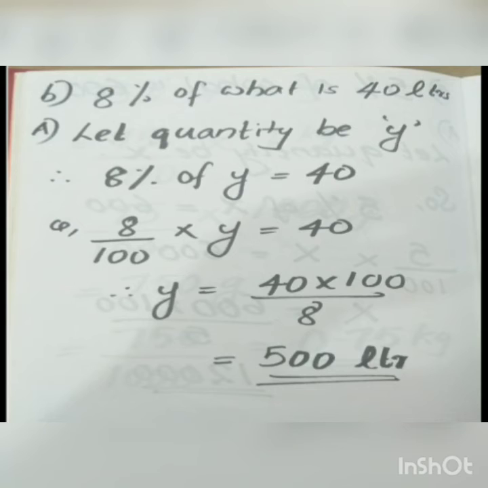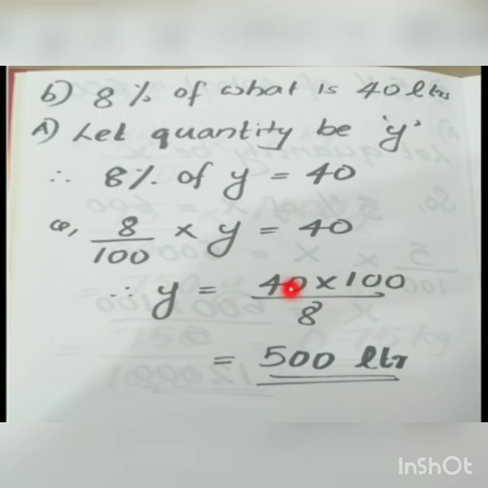One more example of the same type. 8% of what is 40 liters. That is, 8% of some quantity is 40 liters. That unknown quantity we have to find here. So here I am taking the unknown quantity as y. From the question we have 8% of y is equal to 40. That is, 8% converted to a fraction is 8 by 100. So 8 by 100 into y is equal to 40. Now solving for y, taking the other terms to the other side of the equality, we have y is equal to 40 into 100 by 8.